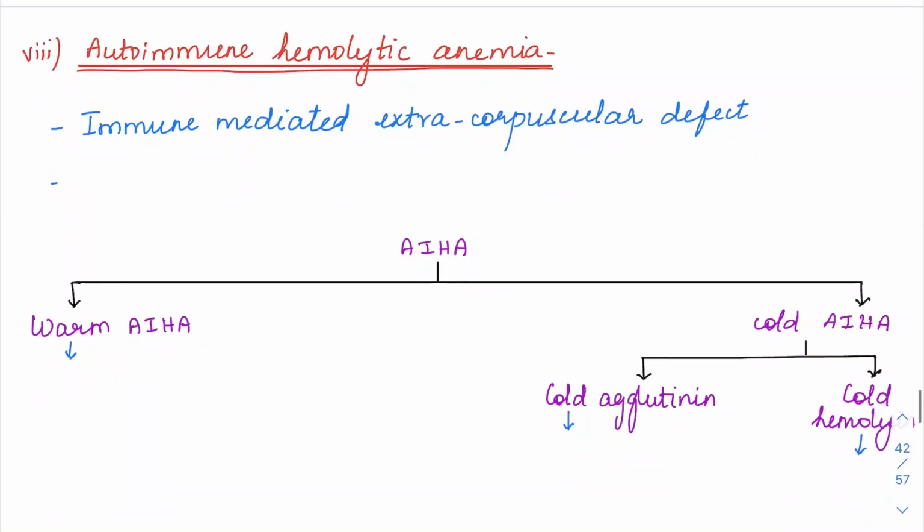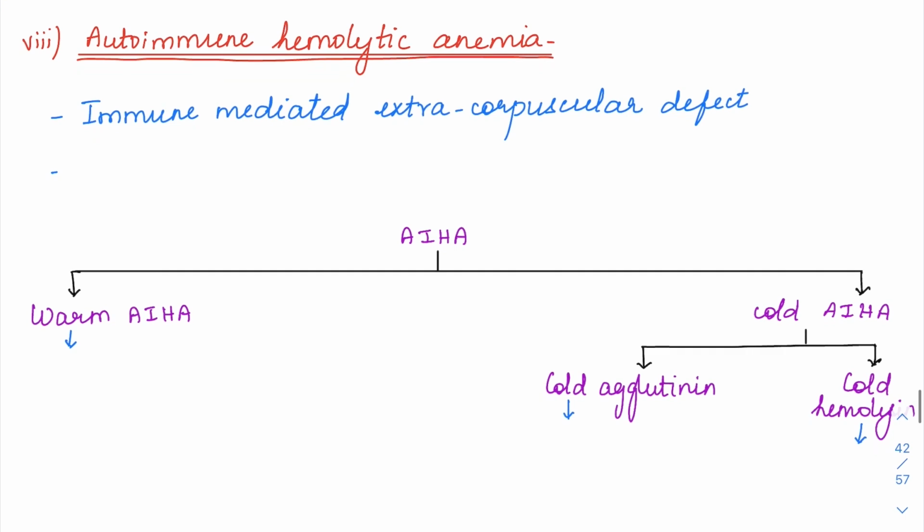So the last hemolytic disease is going to be autoimmune hemolytic anemia. As the name suggests, it is an autoimmune pathology that causes hemolysis, resulting in anemia. So this is an immune mediated extracorpuscular defect. All the intracorpuscular defects are done now. There is no pathology in the RBC as such.